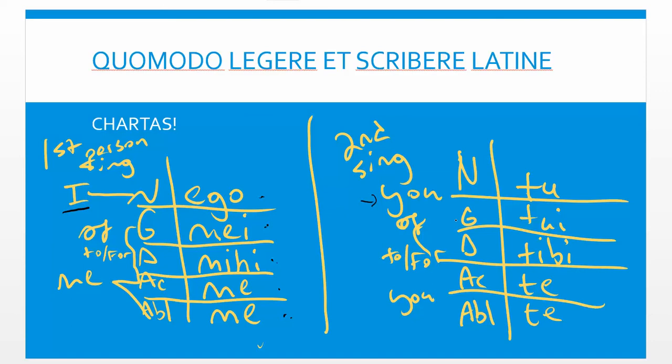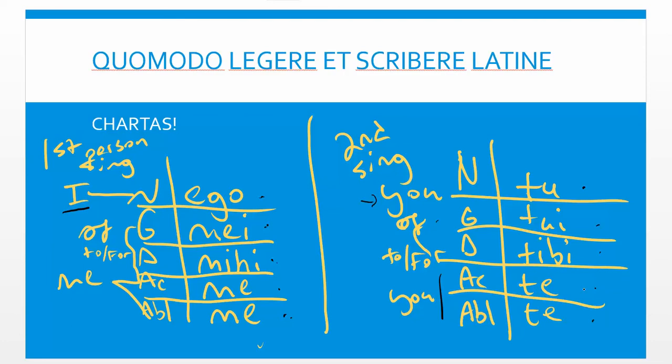The second person singular is you. Of course, the genitive would be of you, the dative would be to or for you, and then accusative and ablative would be just you again. In the Latin, we have tu, tui, tibi, te, te. I'll pronounce it again. Tu, tui, tibi, te, te. Notice they kind of sound alike, the singular charts.